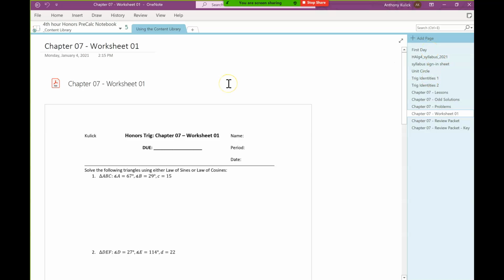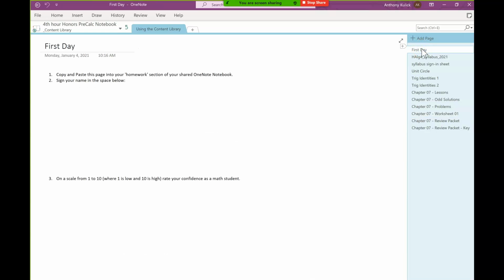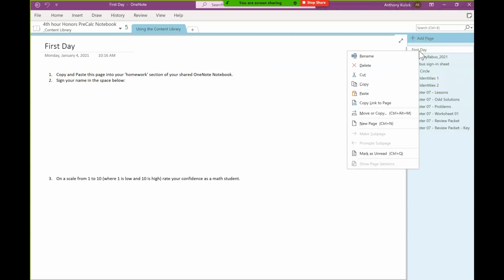Now you can't edit anything in the content library, only I can do that. But you can copy and paste things from the content library into your section, the section under your name, and then edit them there. So for example, this piece that says first day is something we're going to do right now together. So you're going to copy this page. You'll just right click on where it says first day over there on the right, and then pick copy.